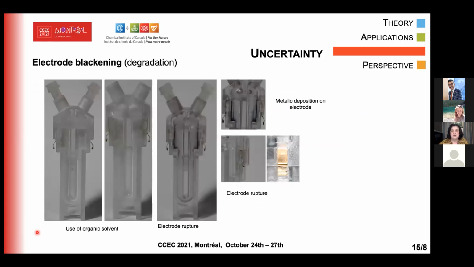One effect that is quite common, and is a sort of error, is electrode blackening. As you can see in the pictures, if you use an organic solvent, you can damage the capillary of the cell. If you use samples that have dyes or can deposit some metallic materials in the cell, you will be damaging it too.